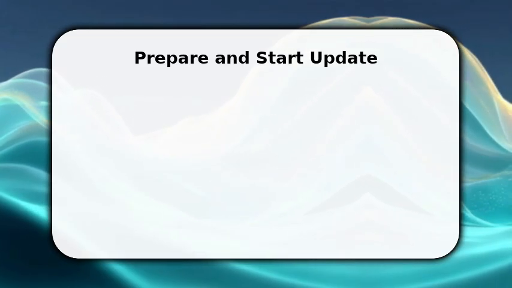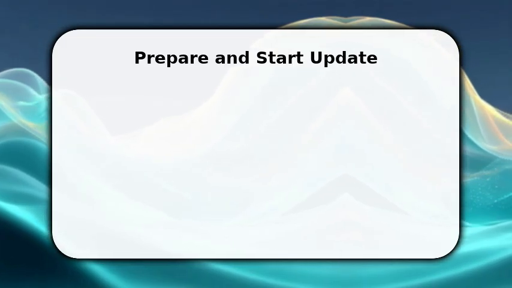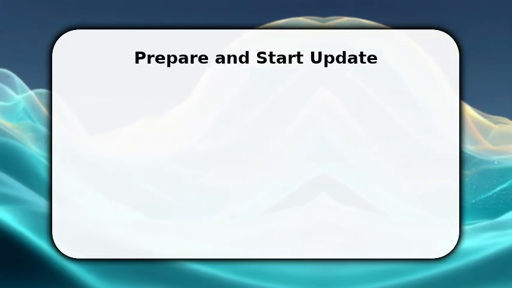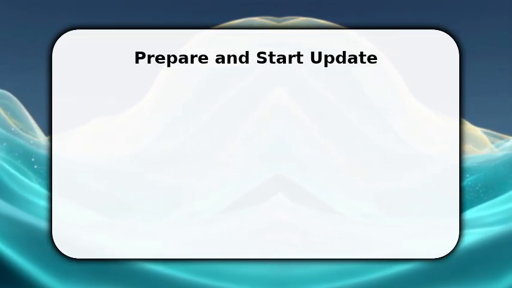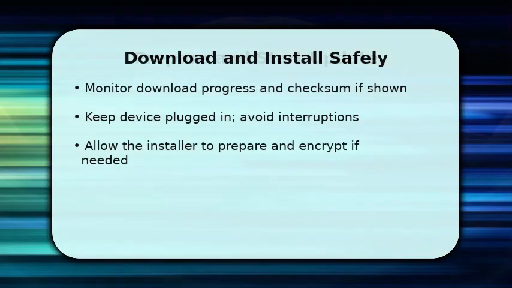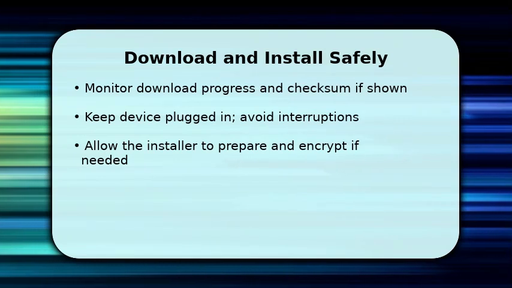Open Settings, tap System, Advanced, System Updates to check for available updates. If an update appears, tap Download to begin. That launches the first actionable step. Once the download starts, watch progress and confirm the package completes. Incomplete files cause install errors.